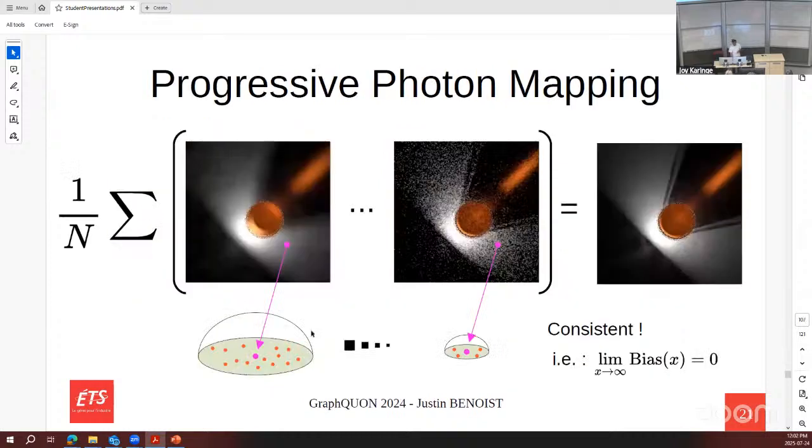One way to solve this is to use progressive photon mapping. In progressive photon mapping, we start by doing photon mapping with a huge radius, and then we repeat the process with smaller and smaller radii.